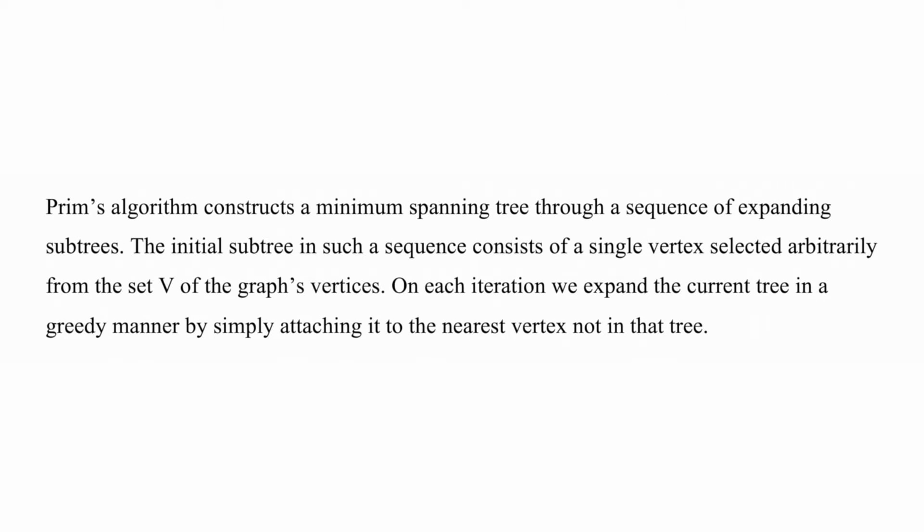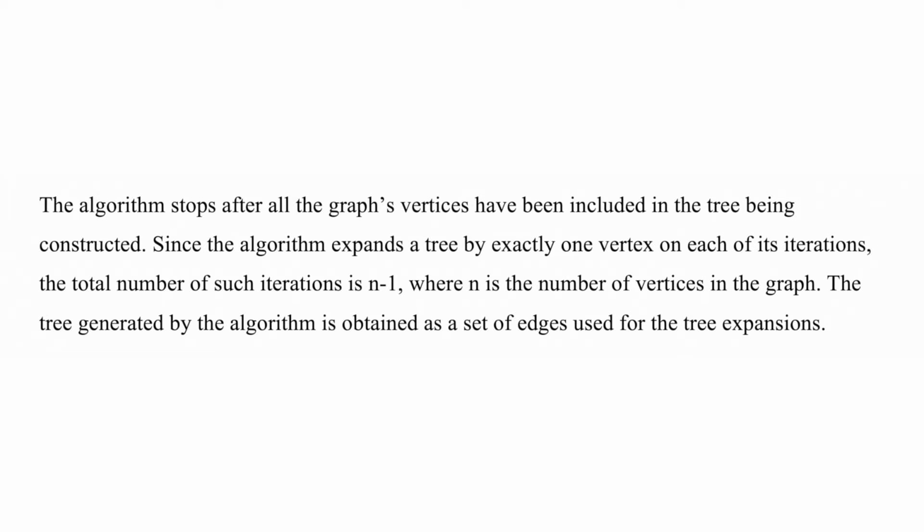Prim's algorithm constructs a minimum spanning tree through a sequence of expanding subtrees. The initial subtree in such a sequence consists of a single vertex selected arbitrarily from the set V of the graph's vertices. On each iteration, we expand the current tree in a greedy manner by simply attaching it to the nearest vertex not in that tree.